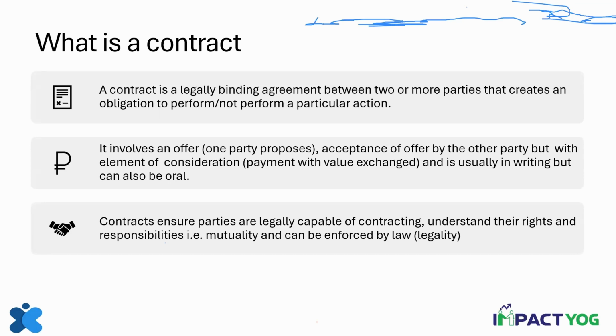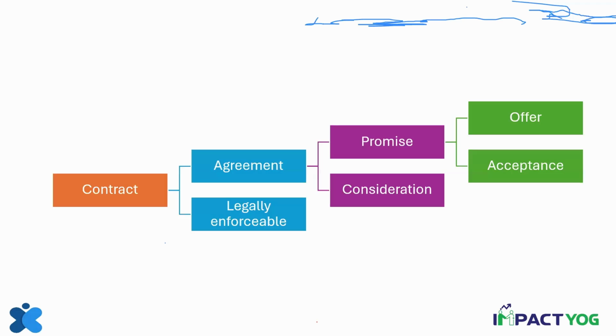Okay. With consideration, usually in writing, then that becomes a contract. This is how it looks. Contracts are agreements which are legally enforceable. Enforceable means there is a promise and there is a consideration. How does a promise happen? I have made an offer, again for a computer. You have accepted my offer, and now there is a promise between the two of us.